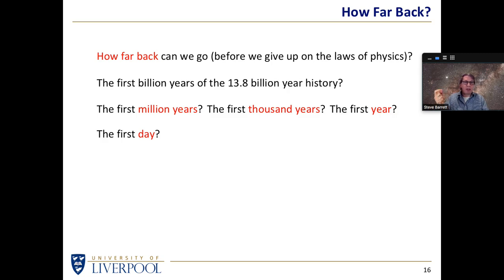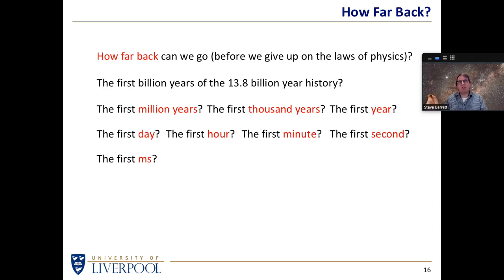What about the first day? What about the first hour? Yes, we're still on solid ground. What about the first minute? What about the first second? Yes, as far as we know, we're still on solid ground 1 second after the Big Bang. What if we go back to the first millisecond after the start of the universe? Yep, as far as we know, still okay. The first microsecond, what about the first millionth of a second? Yep, as far as we know, everything is still fine. The first nanosecond? Yep. The first picosecond, what about the first trillionth of a second after the Big Bang?